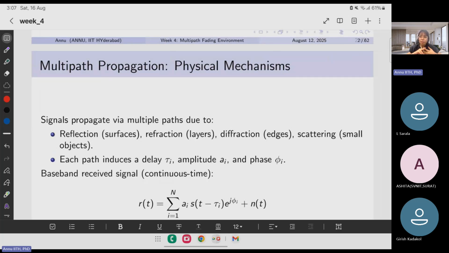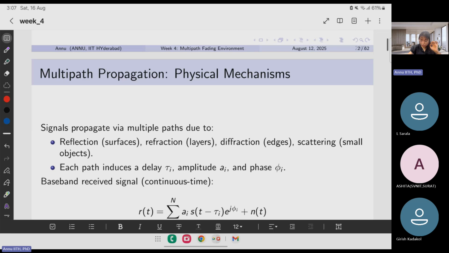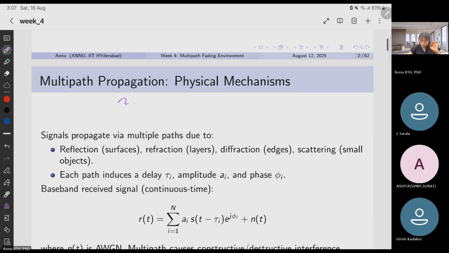And you may wonder what causes the multipath fading, like large scale fading or small scale fading. You should know that also, like what exactly are the causes of these fading effects? The point is that each path introduces a delay, so you have the transmitter and the receiver, and each path has its own delay. That's why it is called multipath.